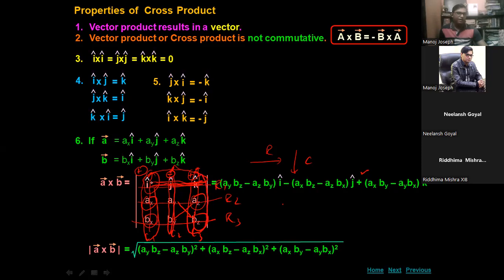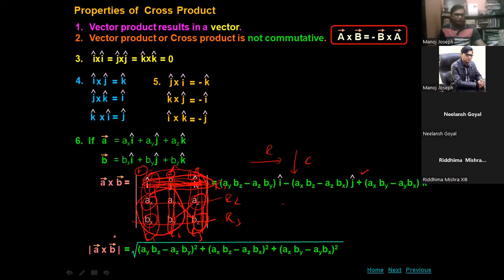Now remove the column and row of the third element. Now we have these four elements. So ax multiplied with by, ax by minus ay bx, out of the bracket k. So this is called the cross product. It is an easy method, the easiest method, to find the cross product of two vectors.